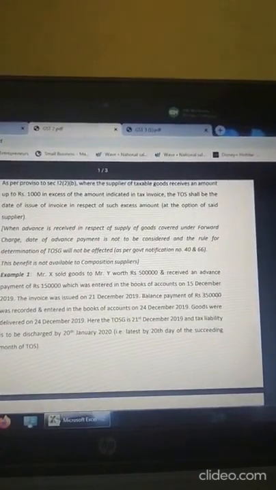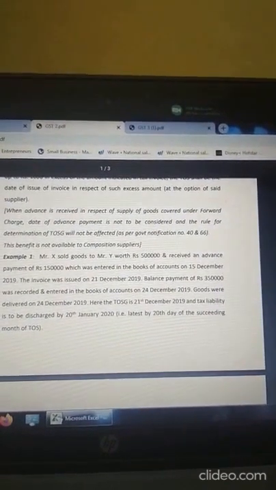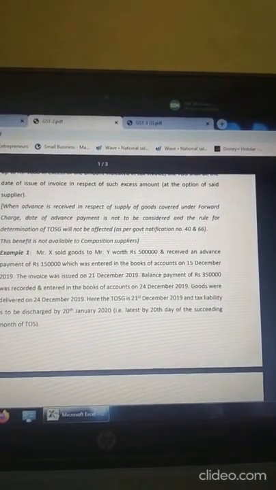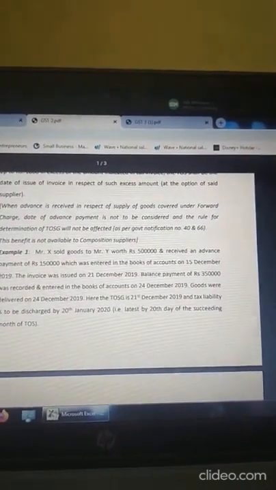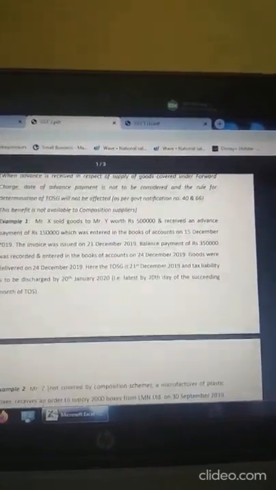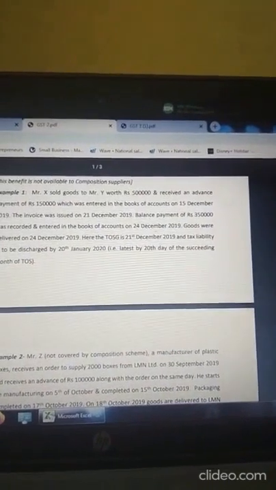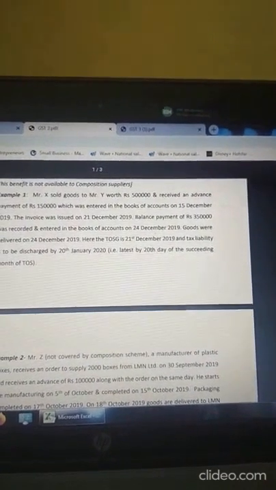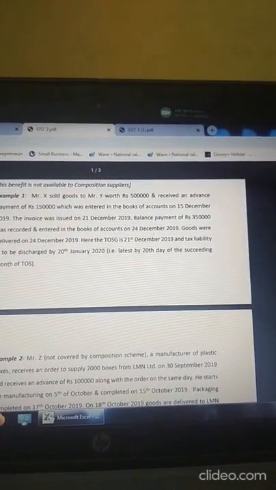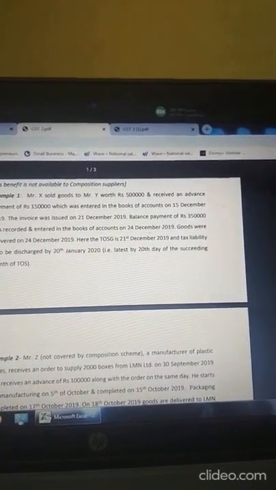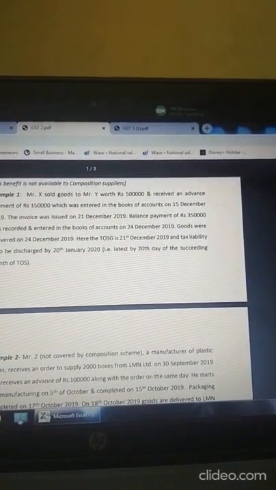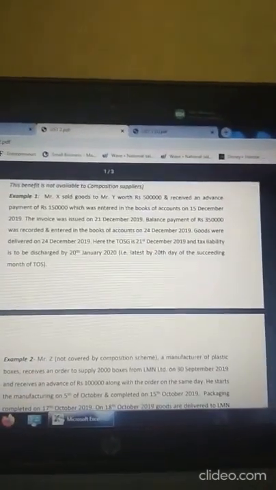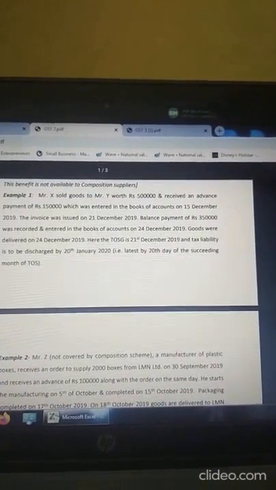We can understand this with an example: Mr. X sold goods to Mr. Y worth 5 lakh and received an advance payment of 1,50,000, which was entered in the books of accounts on 15th December 2019. The invoice was issued on 21st December 2019. The balance payment of 3,50,000 was recorded in the books of accounts on 24th December. Goods were delivered on 24th December. Here, the time of supply of goods is 21st December and the tax liability is to be discharged by 20th January, that is the 20th day of the month following the time of supply.